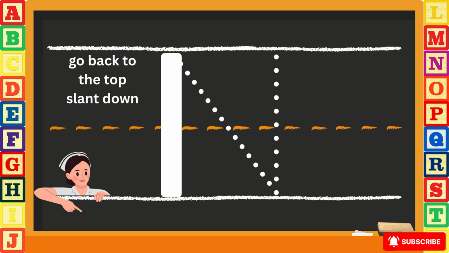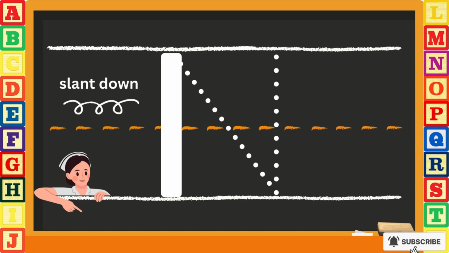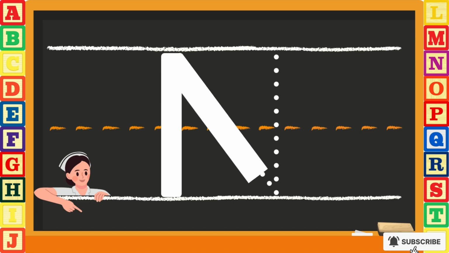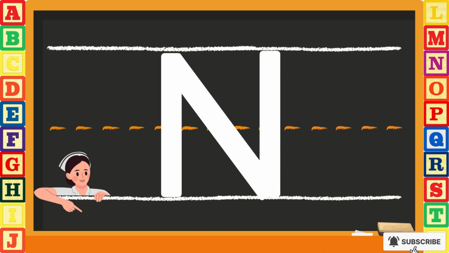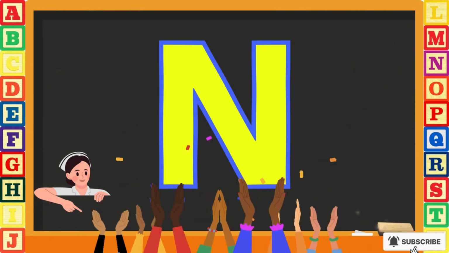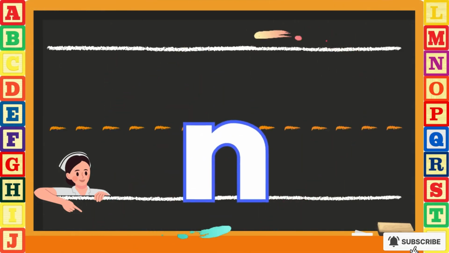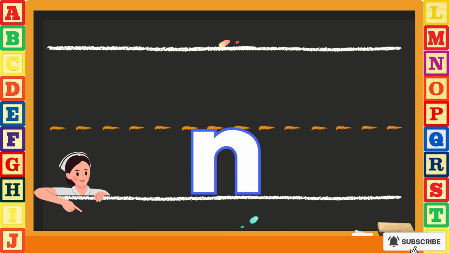From the top again, slant down and pull up. Good job, kids! Now, let's write the small letter N. We call this lowercase n.